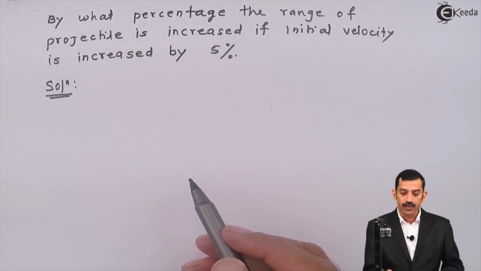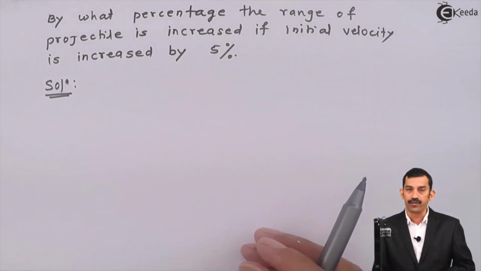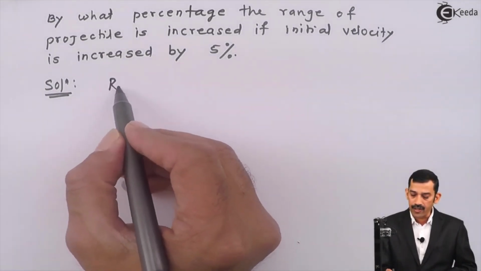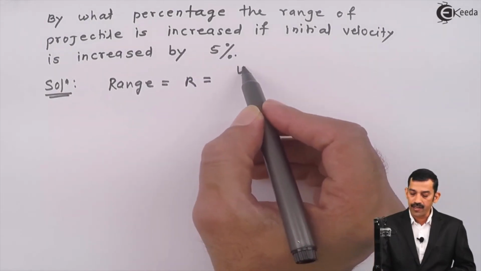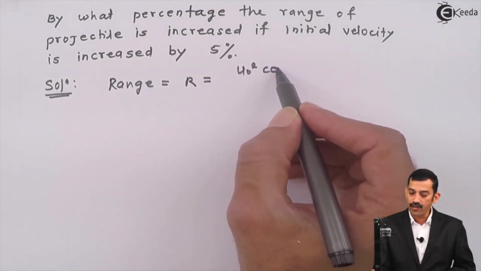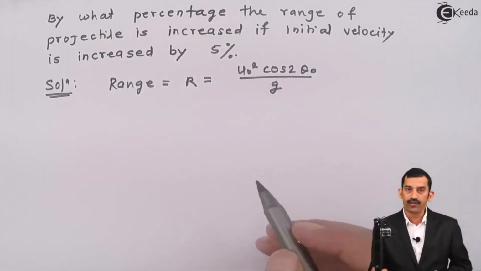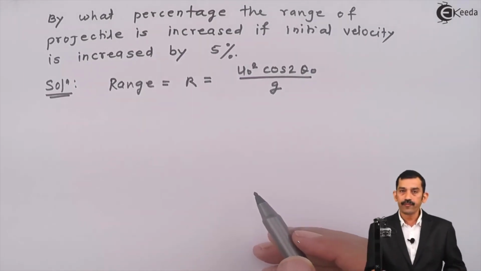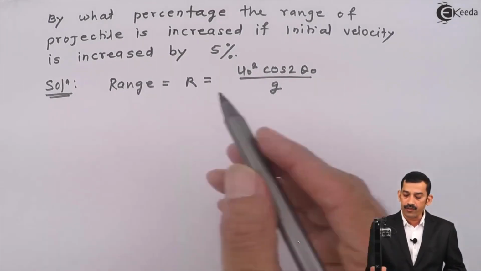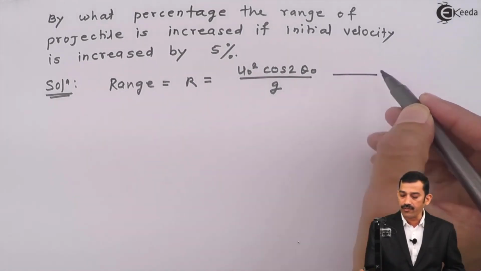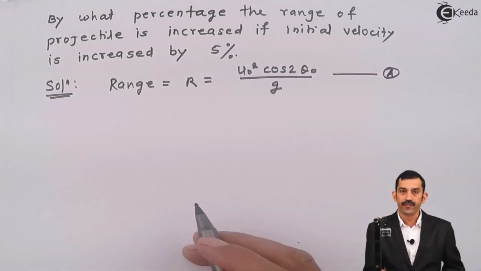Simply you must know the range, the normal range given in terms of theta 0 and u0. The formula of range is R equals u0 square sin of 2 theta 0 upon g, where u0 is the initial velocity of projection, theta 0 is the angle of projection, and g is a constant value. Now, initially when the velocity is u0, the range comes out to be R.